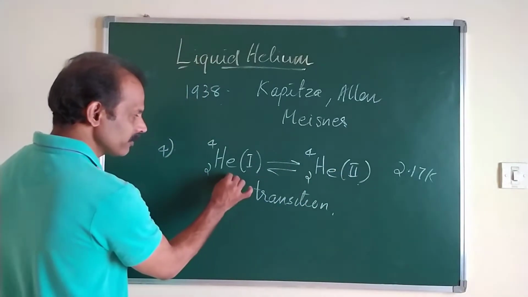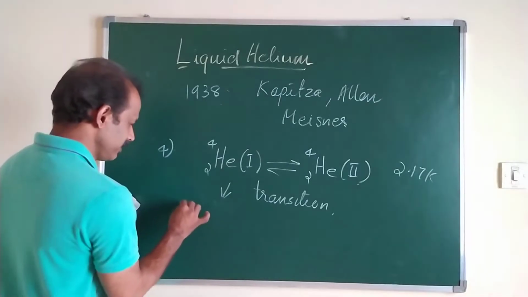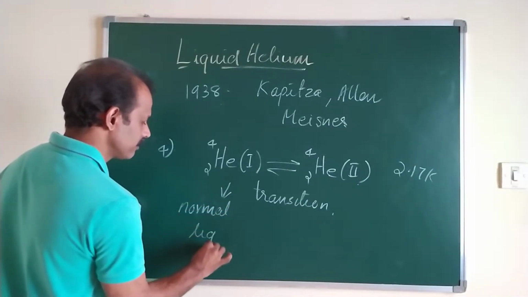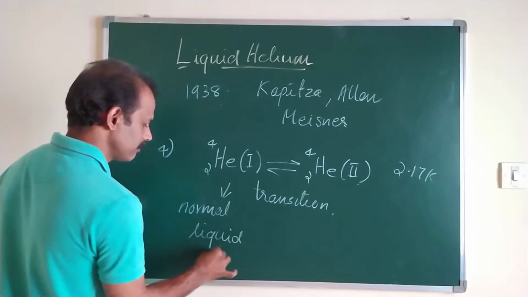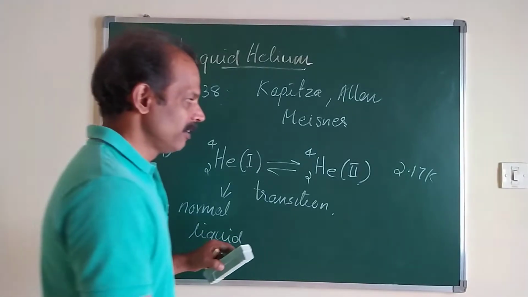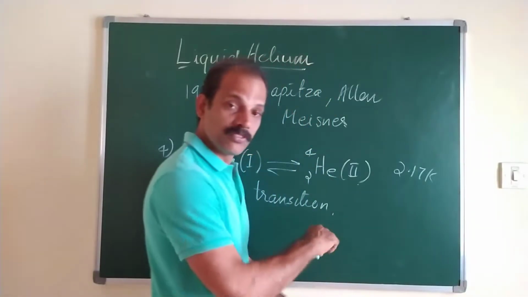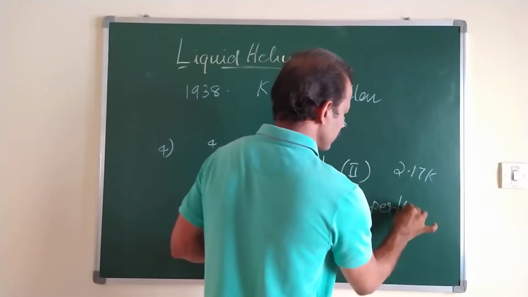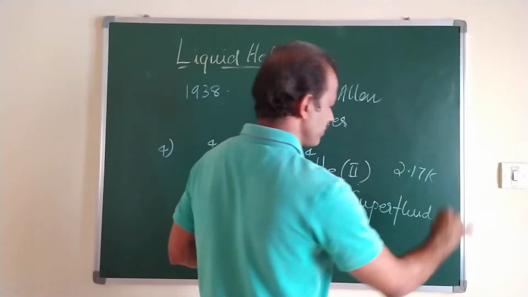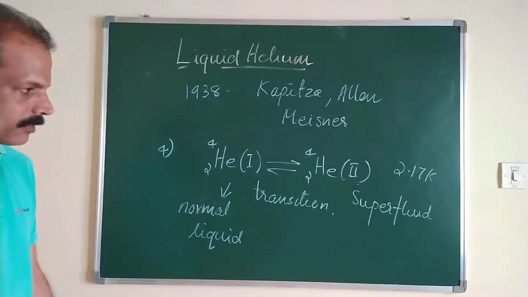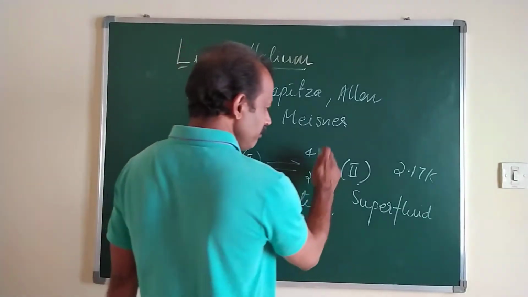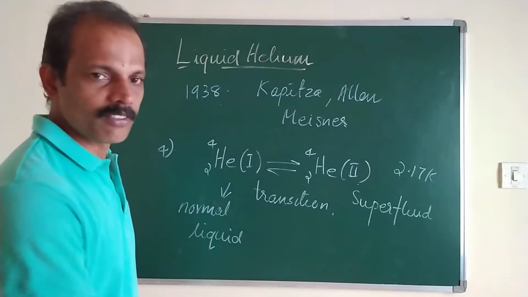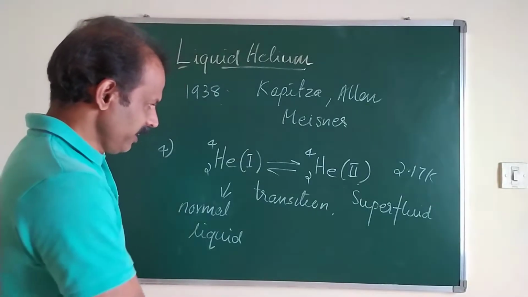The properties of helium 1 are just those of a normal liquid. But the properties of helium phase 2 are those of a superfluid. So helium 4 phase 2 is a superfluid.